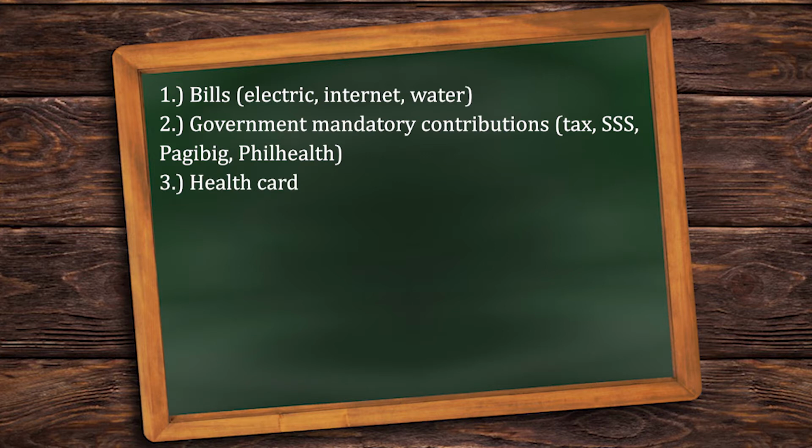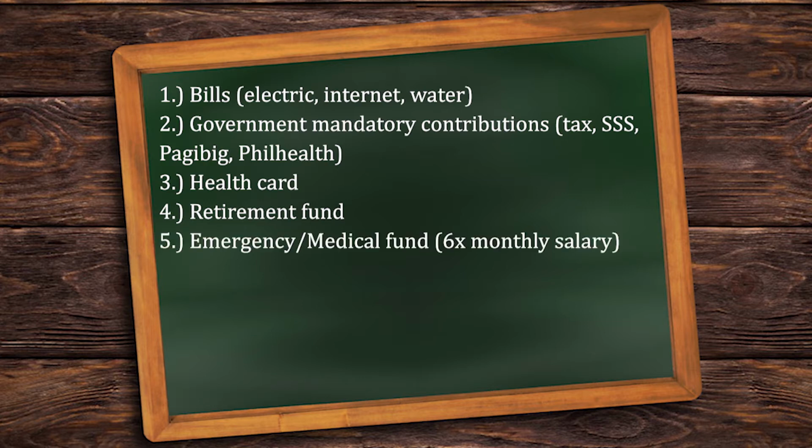Number 3, health card. It's very important, so you will feel secure in case you get sick. Number 4, retirement fund. This is important so you can secure your future. Number 5, emergency or medical fund, which is often 6 times your monthly salary. In case you have an emergency at home and you can't use your health card, you still have another fund that you can use.